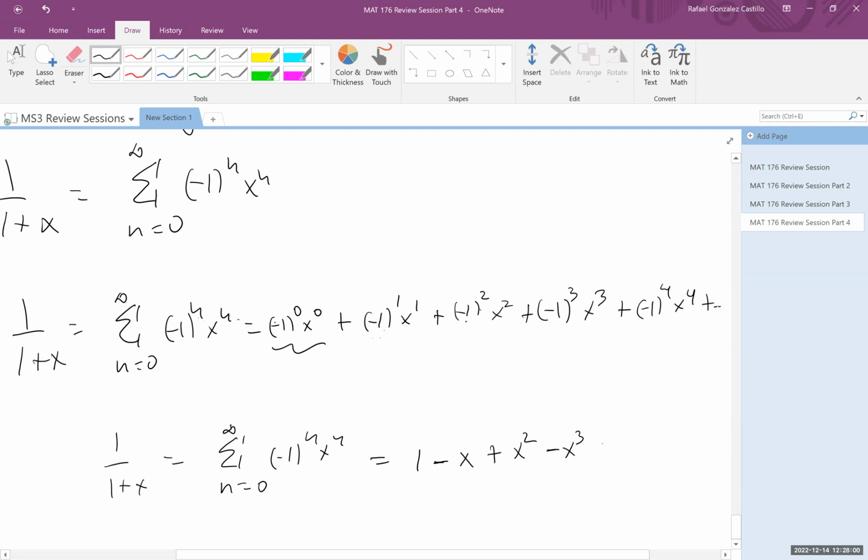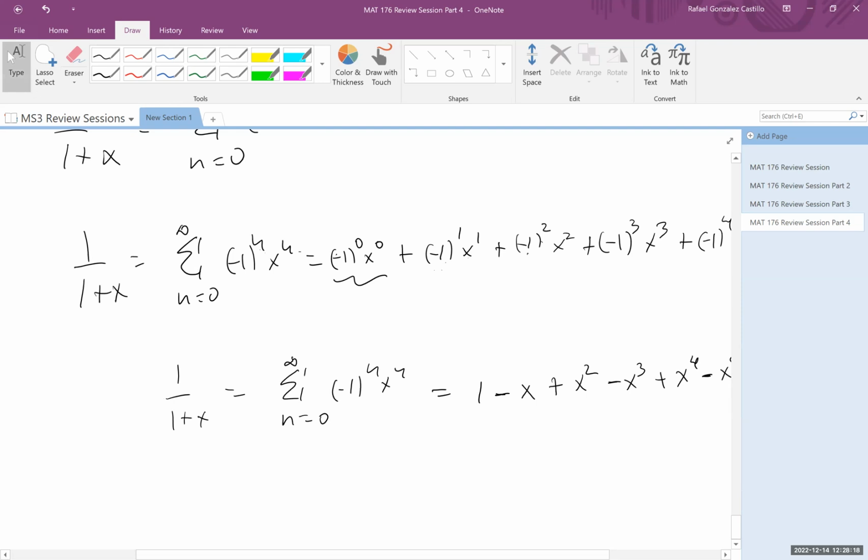For x to the 4, we get plus x to the 4, because -1 to the 4 is 1, and 1 times x to the 4 is x to the 4. And you will see what the next term will be if you follow this pattern. It's going to be -x to the 5 plus x to the 6, and so on. So that's what we get when we expand this series.